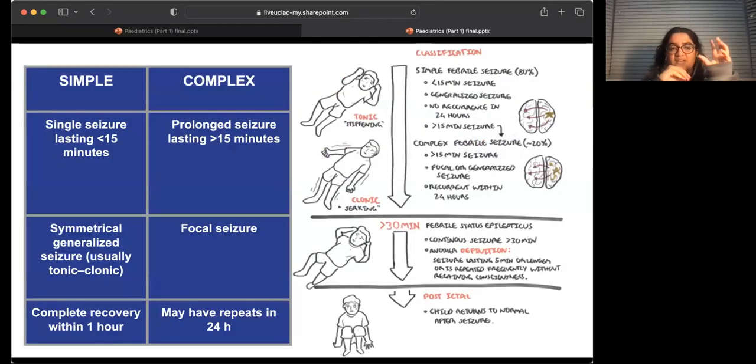So you can have a simple febrile seizure or a complex one. A simple one, like the name suggests, is a seizure that lasts less than 15 minutes. It's usually tonic-clonic, and the baby would have recovered within about an hour. Whereas a complex febrile seizure lasts greater than 15 minutes, and it's usually a focal seizure, and they may have repeat seizures within 24 hours or during the same illness period.